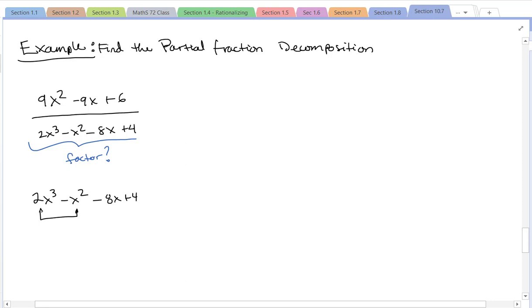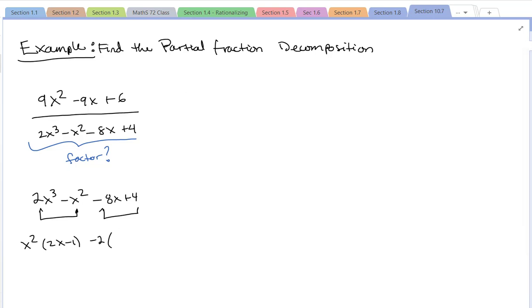And so the first two, notice that they have an x cubed and an x squared, so I can take out an x squared. And I'm left with 2x minus 1. From the 8x and 4, 4 goes into both of those. And because that is a negative, we're going to take the negative out. So I'm going to say minus 4. And I'm left with 2x minus 1.